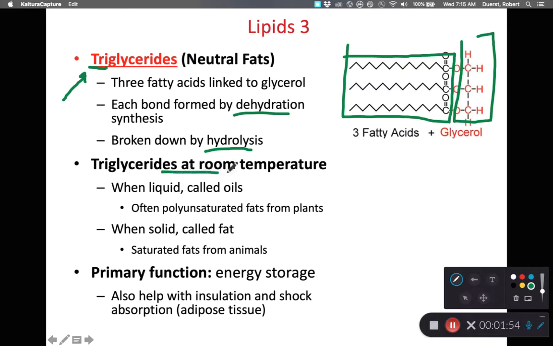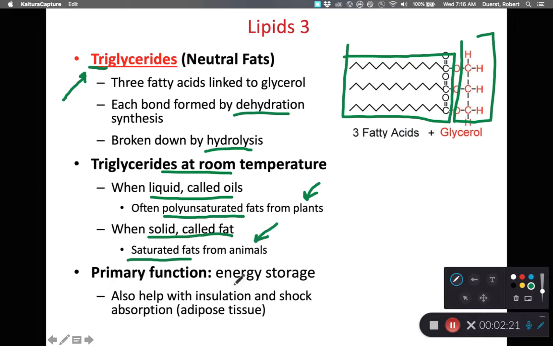At room temperature, if the triglyceride is liquid, we call it an oil. If it's solid, we call it a fat. Typically, liquid triglycerides are going to have polyunsaturated fatty acids and are usually going to be from plants. Solid triglycerides are typically going to have saturated fatty acid tails, and those are usually going to be sourced from animals.